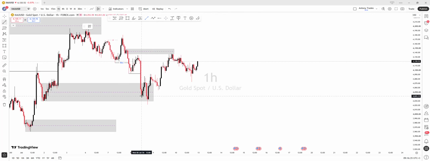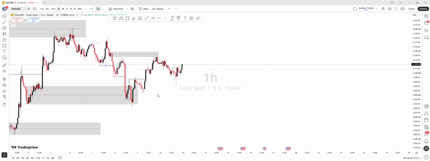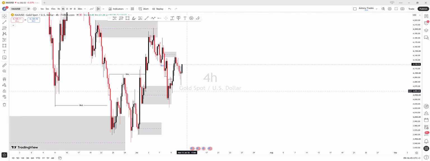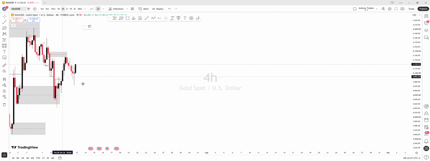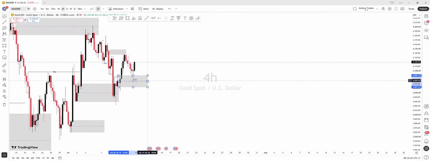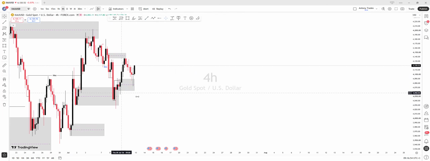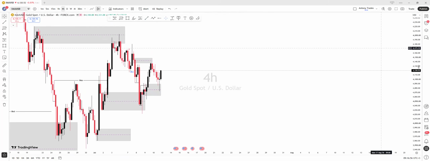But in terms of structure, this was the last break of structure to the downside, and then we saw a change of character here. After that, this sell movement reacted. We can see it reacted from this order block here from the 4 hour. You have gold reacting from that 4 hour point of interest, and it's buying to the upside.